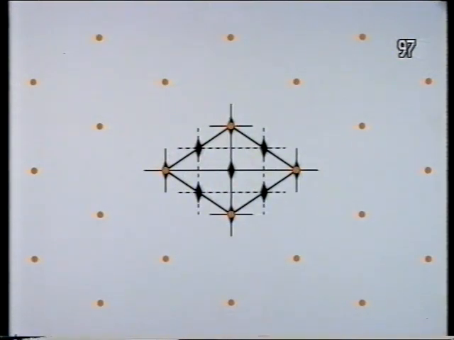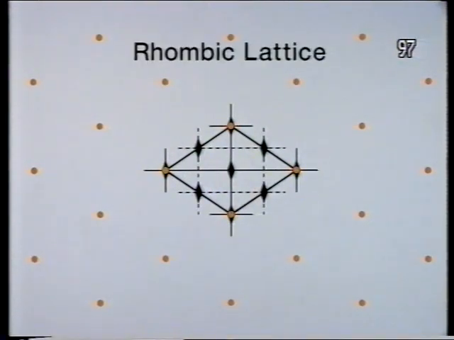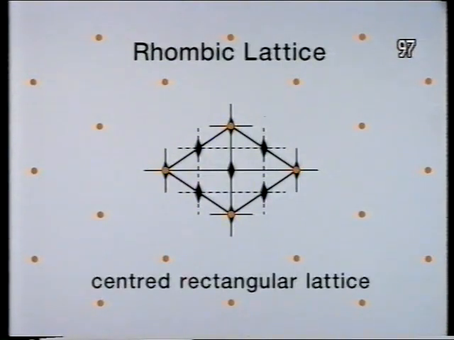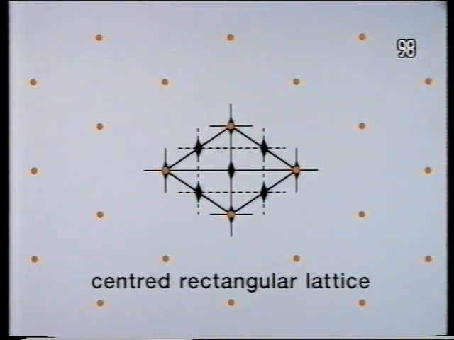Now for patterns based on the rhombic lattice. This lattice is sometimes known as a centered rectangular lattice, and that's because each vertex is at the center of a rectangle of 4 neighboring vertices. And because of this way of looking at it, its type is denoted by C2MM, the C standing for centered.